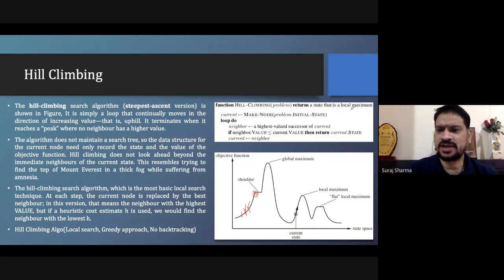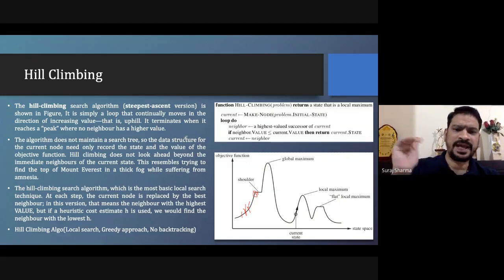But this is actually a local maxima. This is not the global maxima. That is the problem related to hill climbing. So we have to go uphill, and we have to stop once we are not going up. That's all.